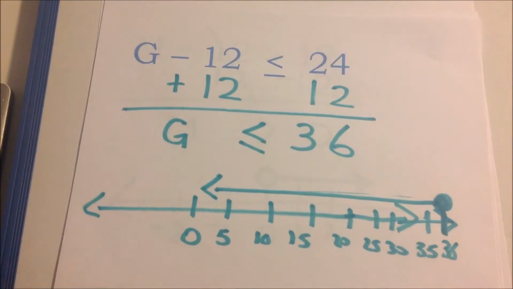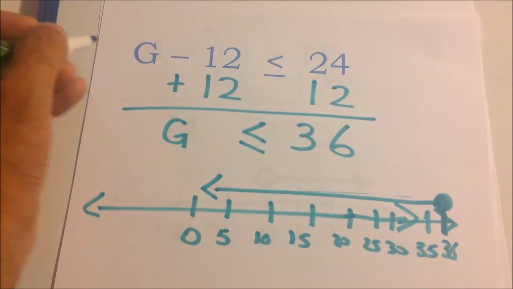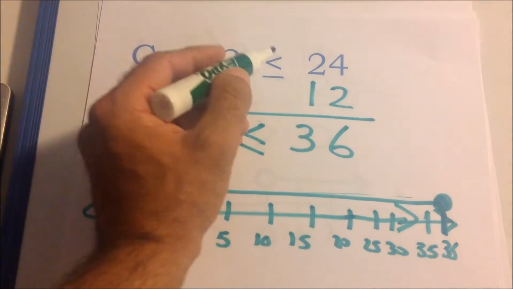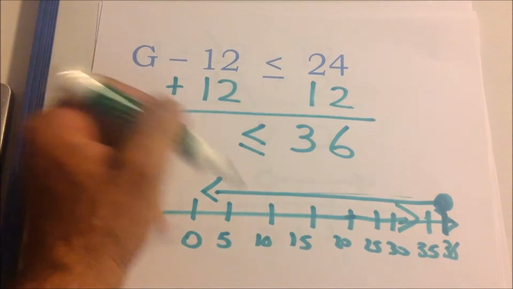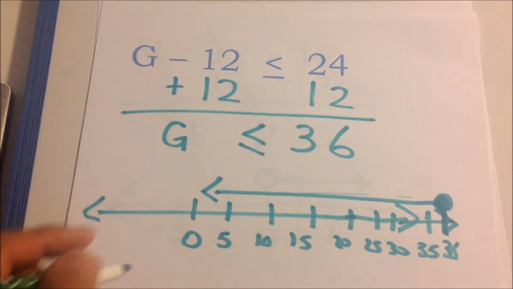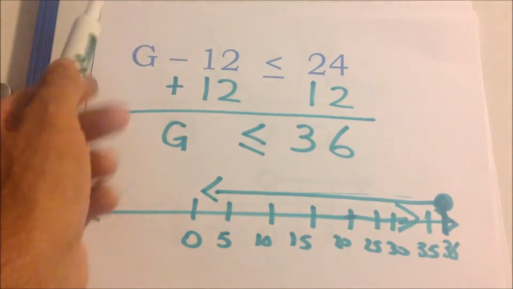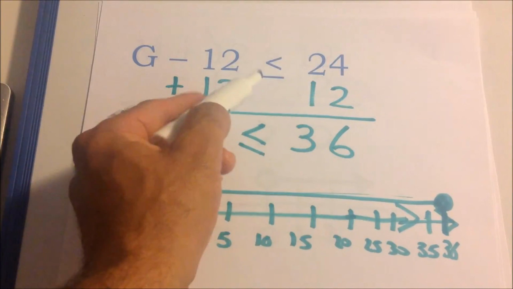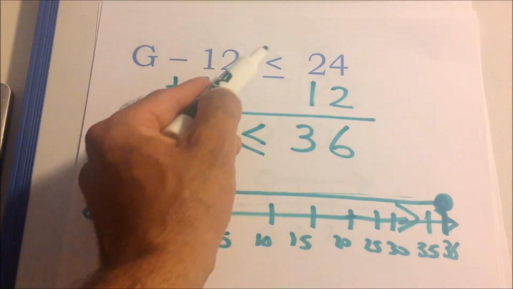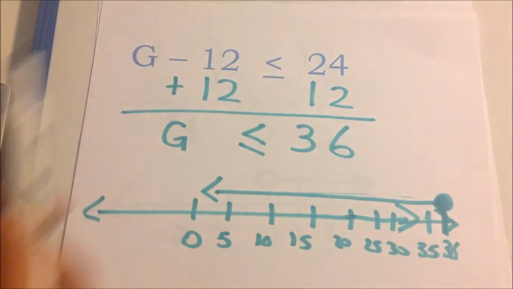And just to double check, if we did 12 minus 12, it's 0, and 0 is less than 24. And if we did 36 minus 12, we would get 24. 36 minus 12 is 24. And right here in the inequality, it says it could equal 24.